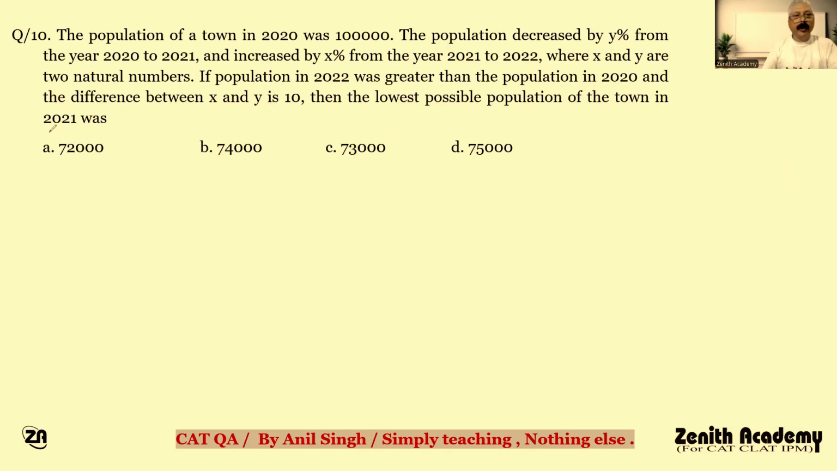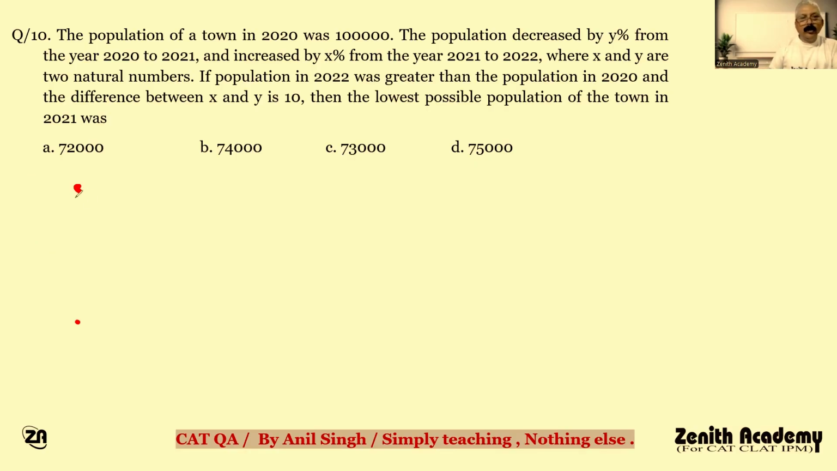Question number 10. The population of a town in 2020 was 1 lakh. The population decreased by Y% from the year 2020 to 2021 and increased by X% from the year 2021 to 2022, where X and Y are two natural numbers. The population in 2022 was greater than the population in 2020, and the difference between X and Y is 10. Then the lowest possible population of the town in 2021 was.